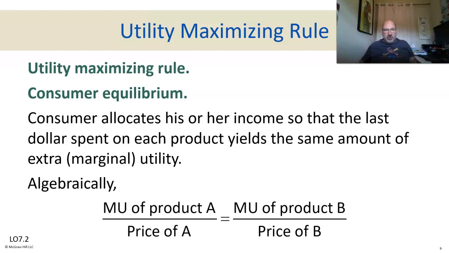To get to consumer equilibrium, you will allocate your income so the last dollar spent on each product yields the same amount of extra utility, extra marginal utility. Let's put it that way. So algebraically put, the marginal utility of A divided by the price of A is equal to the marginal utility of B divided by the price of B, which is also equal to the marginal utility of C divided by the price of C, which is equal to the marginal utility of D divided by the price of D, on out till you get to the marginal utility of Z equal to the price of Z for all goods that you consume.